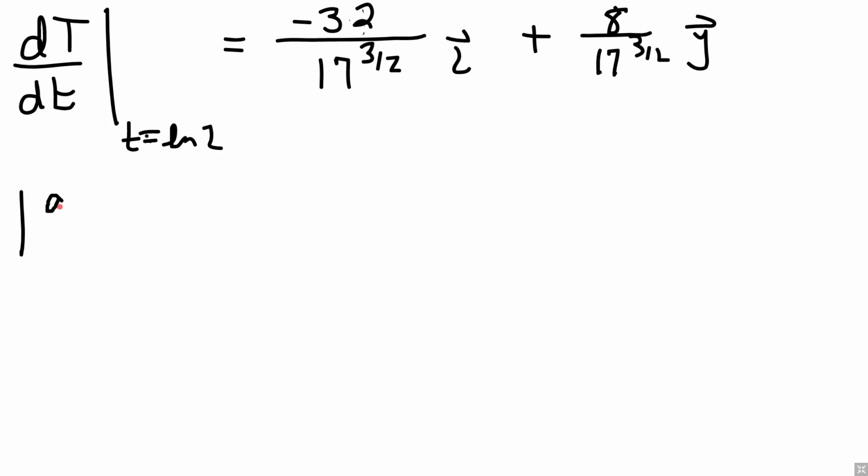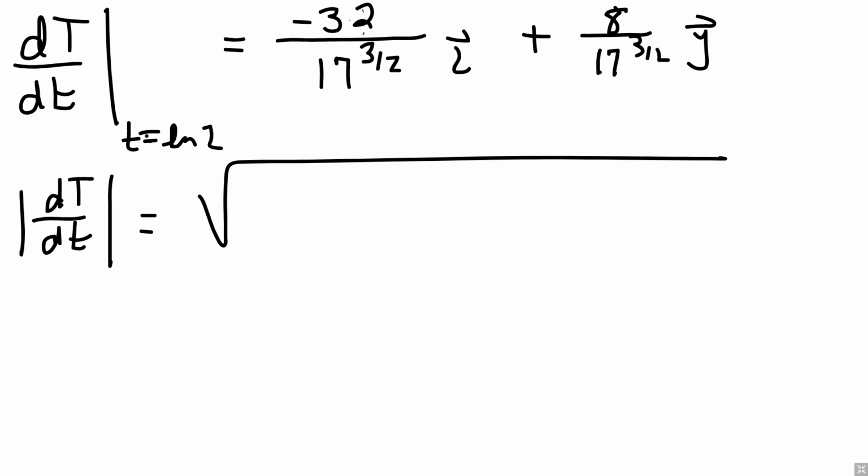So the magnitude of this is going to make the magnitude a lot easier to deal with. So we're going to have 32 squared, which is going to give us what? So it's going to give us 1,024 over, if I square the denominator, it's going to become 17 cubed. Plus, the next one is going to be 64. The denominator is going to be 17 cubed.